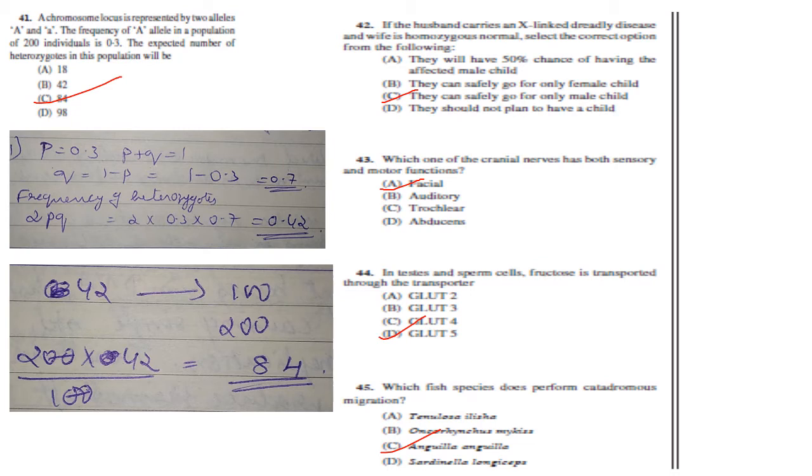The next one. If the husband carries an X-linked deadly disease and wife is homozygous normal, select the correct option from the following.